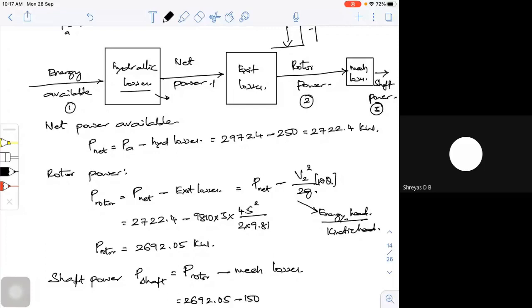No, omega into Q into H actually. That is the head. So omega into, see, this is the kinetic head actually. So kinetic head into your omega into Q. It is not 9.81.